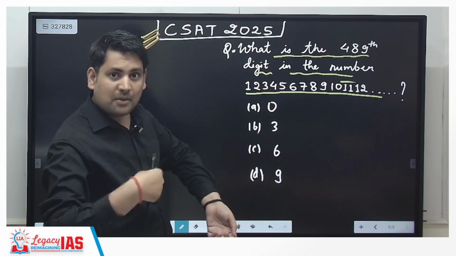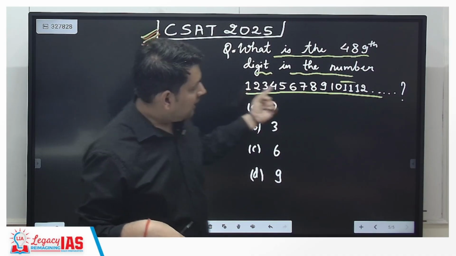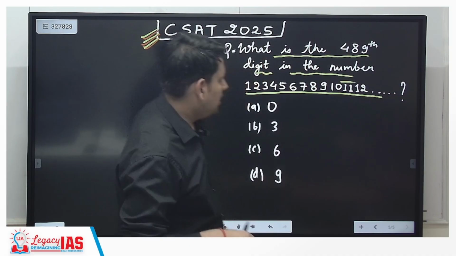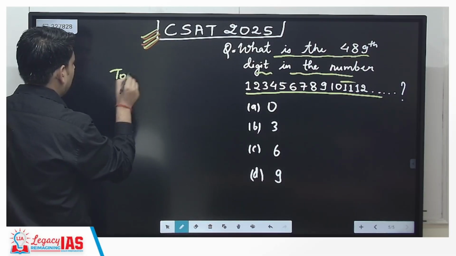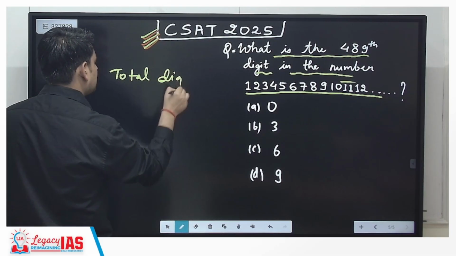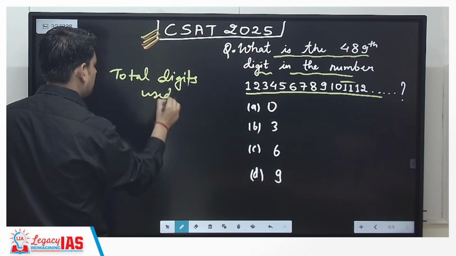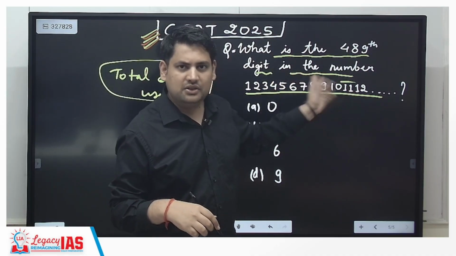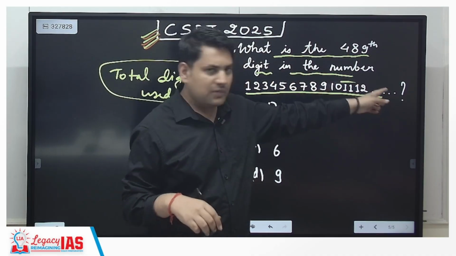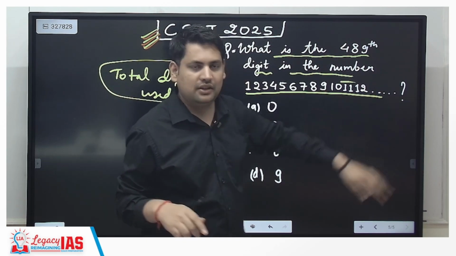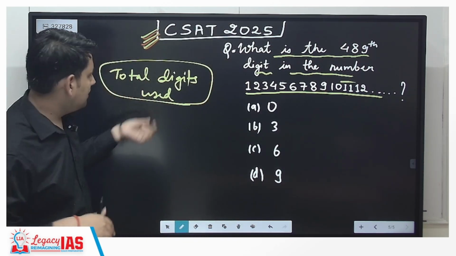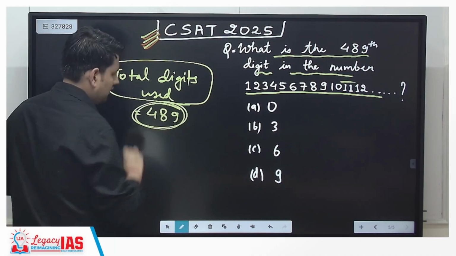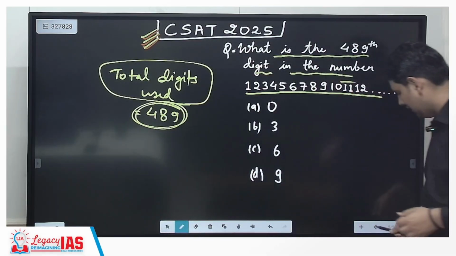It will give you the sum of digits, because it starts with 1 and goes on till wherever, we don't know yet till where it will go. Now the total digits that are used: it is asking you for the 489th digit, so you have to at least find the number till the 489th digit. So I consider that the total digits used is 489. Now 489, remember this number, see this.